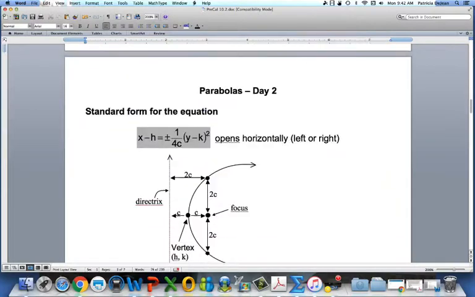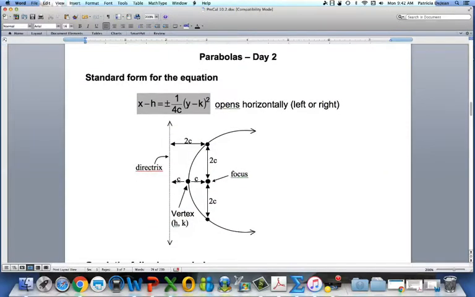Now we're going to talk about the left and right parabola. What you notice on the left and right parabola is that y is squared. That's really the only difference, but you have to be careful because we tend to write it reversed on the sides. So, you're going to pull your x from the left side and the y from the right side. But h is still with the x and k is still with the y for your vertex. It's still plus or minus 1 over 4c.